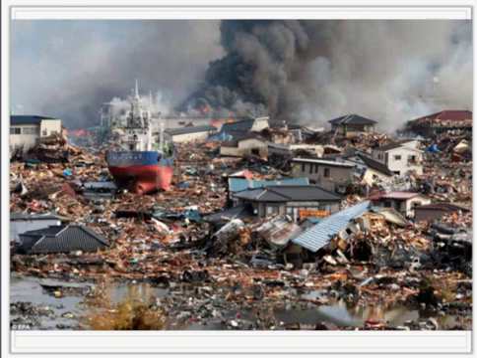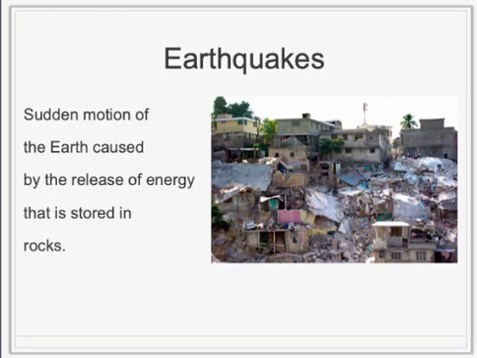Today we're going to learn about earthquakes, what causes them and where they occur, and what factors affect the severity of damage they cause. This picture is from Japan 2011, one of the most deadly and costly natural disasters in history. Earthquakes can cause immense damage. An earthquake is defined as the sudden motion of Earth caused by the release of energy that's stored in rocks.